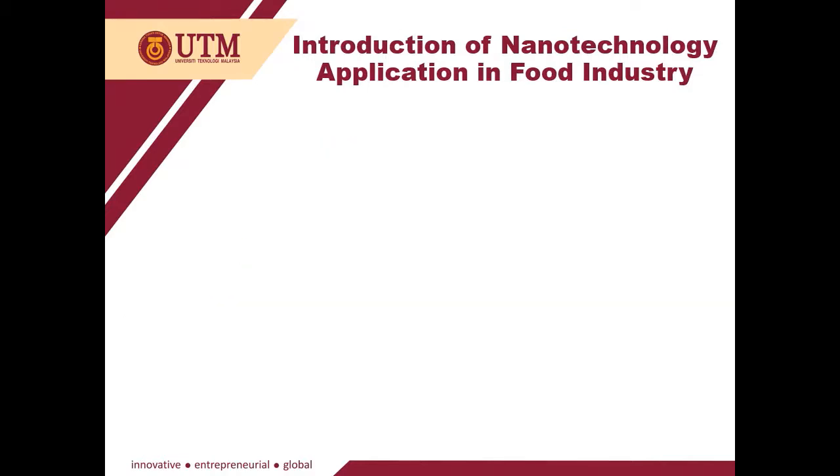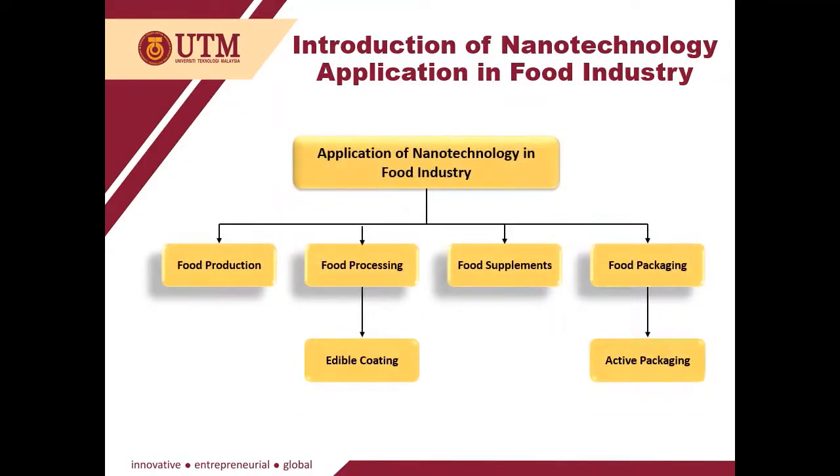There are four types of nanotechnology application in food industry, which are food production, food processing, food supplements, and food packaging. In this video, our group will be focusing on food processing and food packaging. Food processing is the process of changing raw ingredients into food and its other forms, while food packaging is a process of enclosing food to protect it from tampering or contamination from physical, chemical, and biological sources.